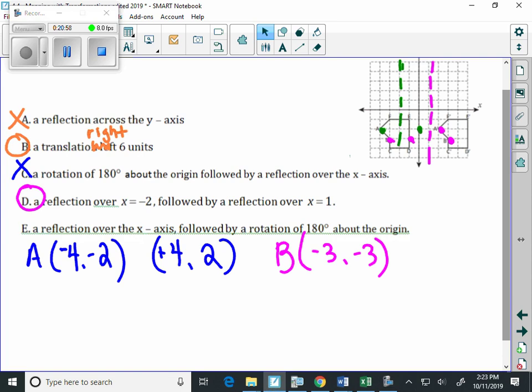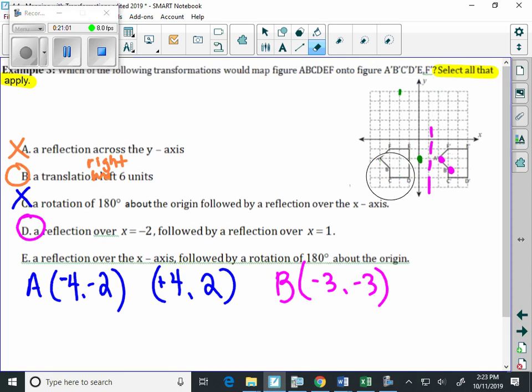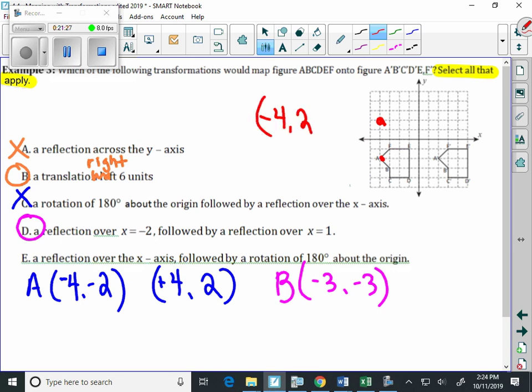A reflection over the x-axis. So I'm going to erase here. And a reflection over the x-axis with point A. Well, it's two spaces away, so two spaces away. There. And then it says a rotation of 180 degrees about the origin. Well, this is negative 4, 2. So if we rotate that, no flip, change both signs, we get 4, negative 2. And 4, negative 2 doesn't land where we want it to.